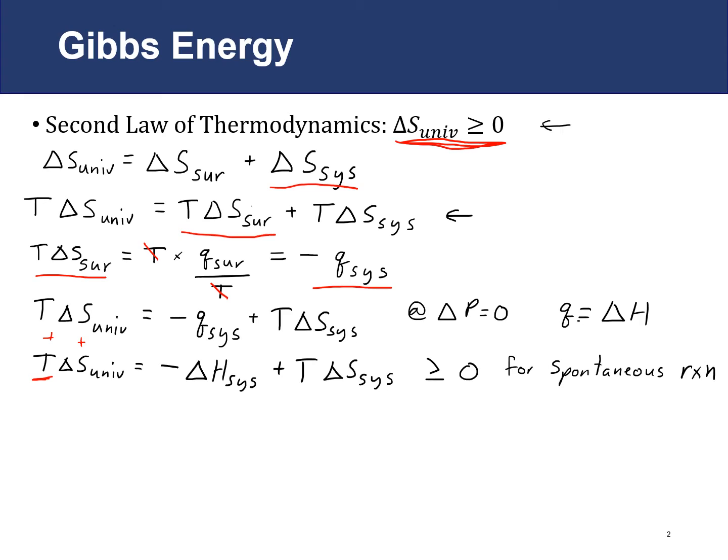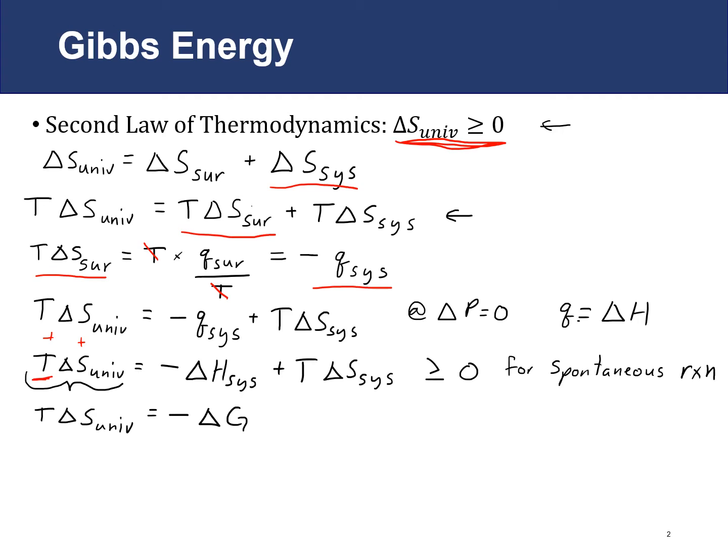Now what Gibbs did was he took this particular value here and wrote it as T delta S of the universe is equal to negative delta G. So the negative delta G is equal to the change in entropy of the universe. They are the same value, they're just opposite in sign.